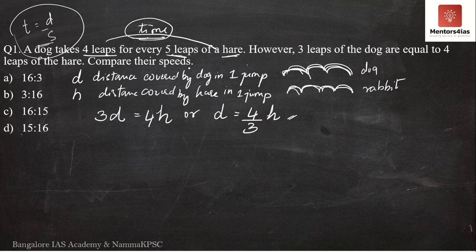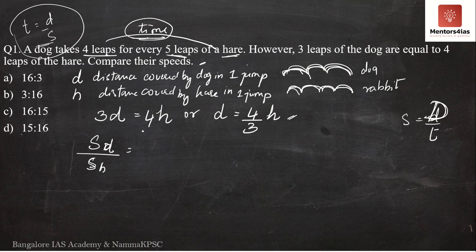Now the question is asking for their speeds. Compare their speeds, and all the options are given in terms of ratio. So we have to find out the ratio, that is the speed of the dog, the rate at which it jumps, and the speed of the hare, the rate at which the hare jumps. What is speed? Speed is nothing but distance by time. Let me write it as capital D here so that nobody gets confused.